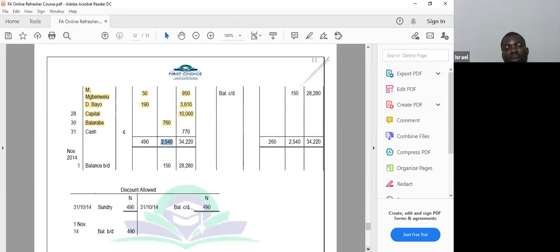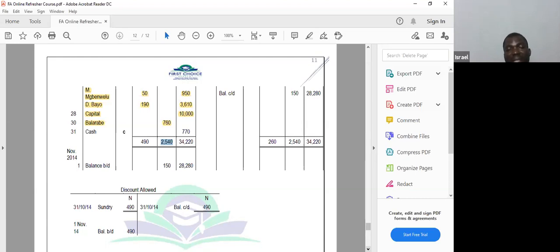1,000 minus 2,540. That'll give us 890. It means that the balancing figure, the cash that you have at hand at the end of the year, is what? It's going to be 890. But that last part says that every other amount we are what? We are banked. Every other cash apart from 150, we are banked. So if we expect to have the total cash of 890, you now say 890 minus 150. That will give us 740.